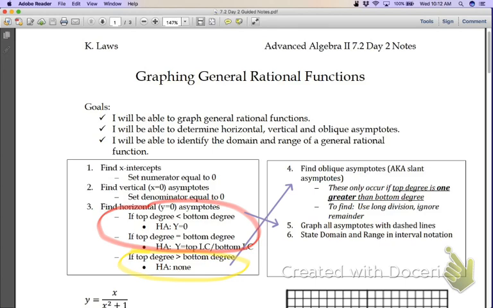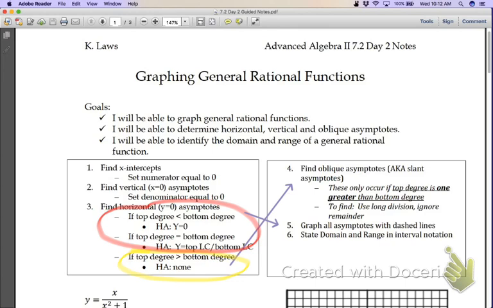Now, the one thing it does tell you about the oblique asymptote is that these will only occur if the top degree is 1 greater than the bottom degree. If it is going to be oblique or slant, it will only be 1 degree bigger. It says you can use long division and ignore the remainder. I'm okay with you using synthetic division, just because it's going to be just as easy, if that's how you want to do it. If you want to use long division, in some cases, like x to the third over x squared, long division might be the better way to go.